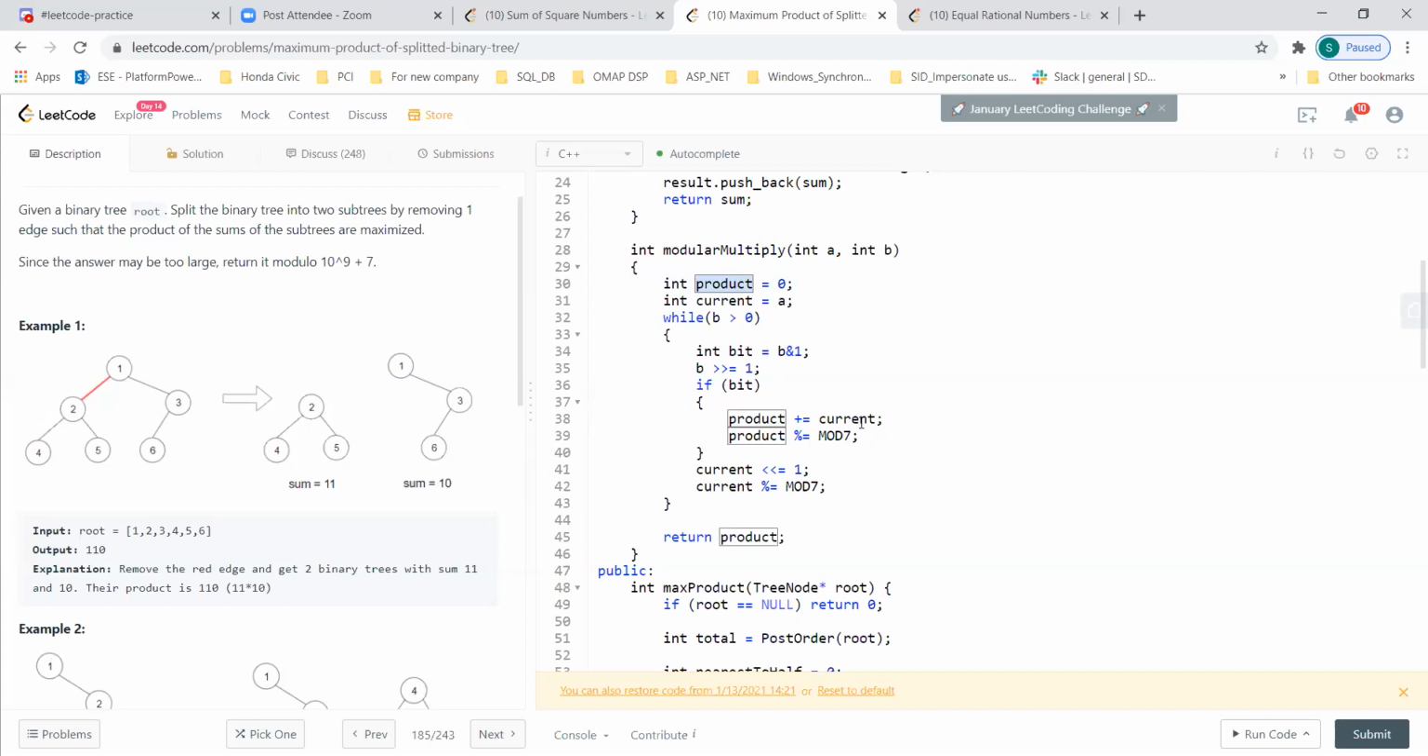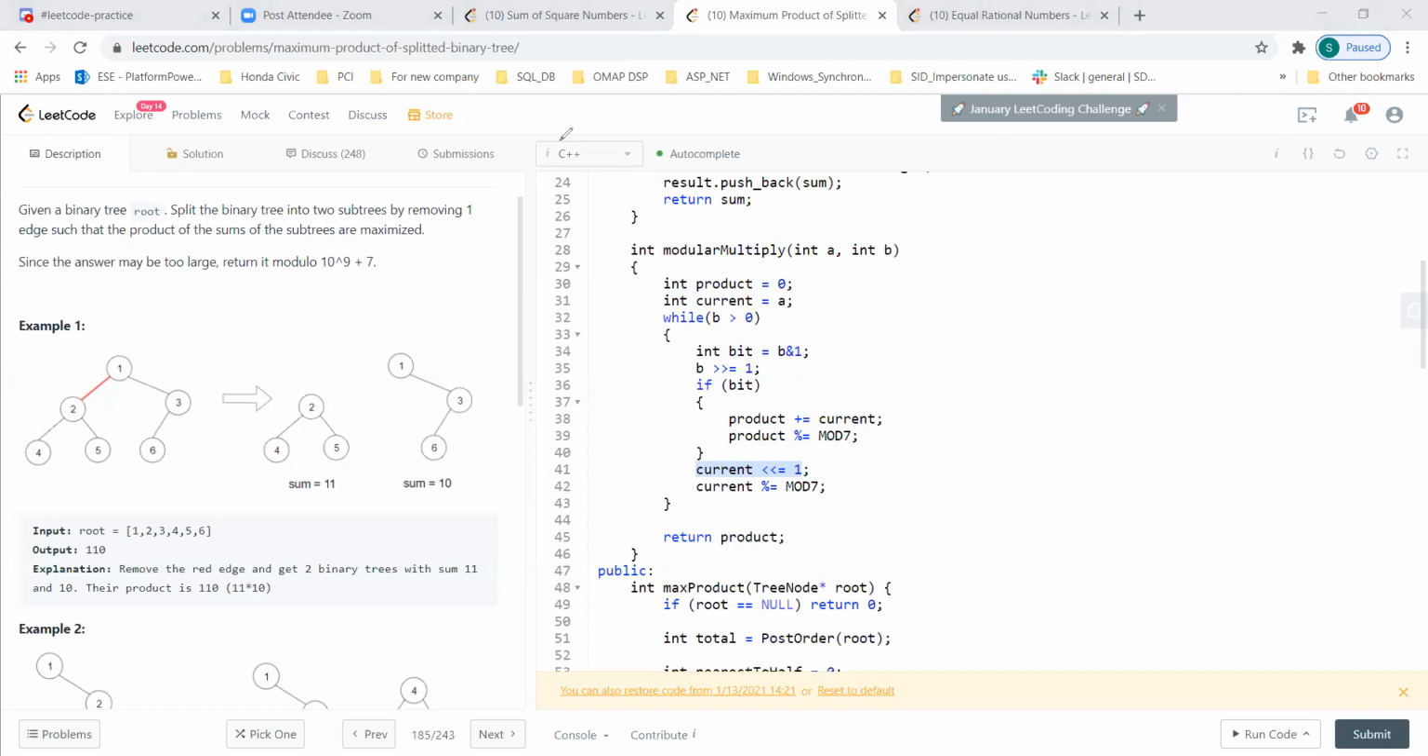So you keep on adding the current value. And this modulus part is a standard one. But every time you will have to shift the current also, left shift. So this is normal mathematics, right? The normal multiplication, what we do.